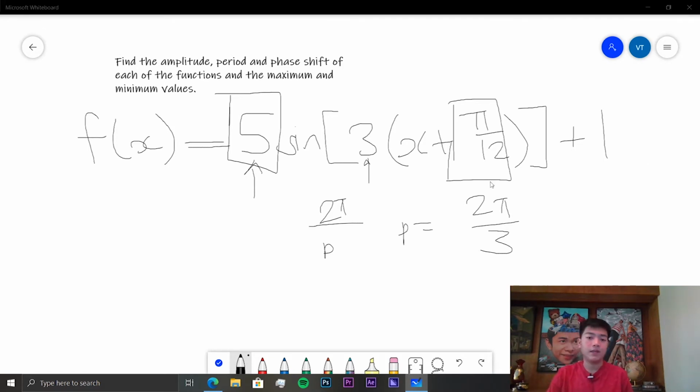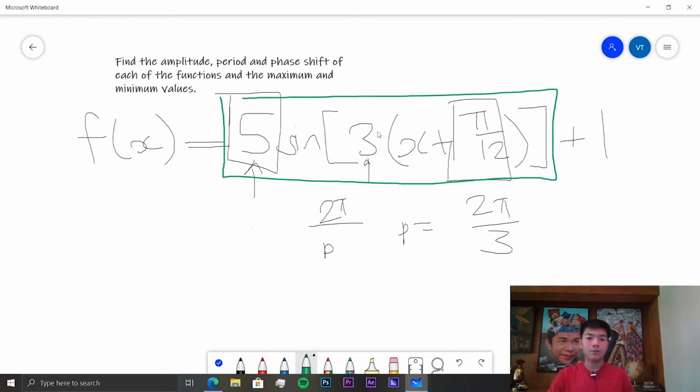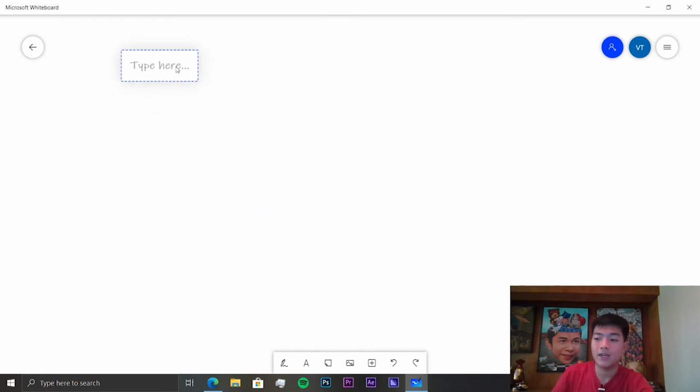Finally, we need to find the maximum and the minimum values. So the maximum of this sine part of the function is 5. So the maximum of the entire function will be 6. And the minimum that this sine function can be is -5. So -5 plus 1 is -4. So that's the minimum. And this is the maximum. So yeah. Okay, next. We have a question.